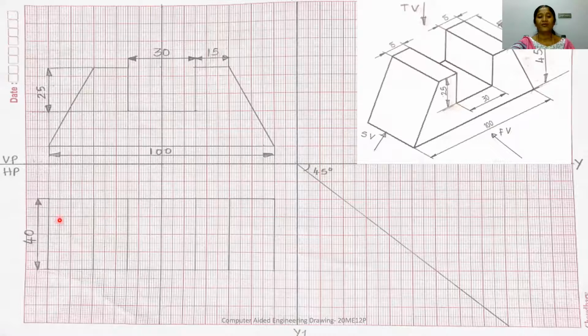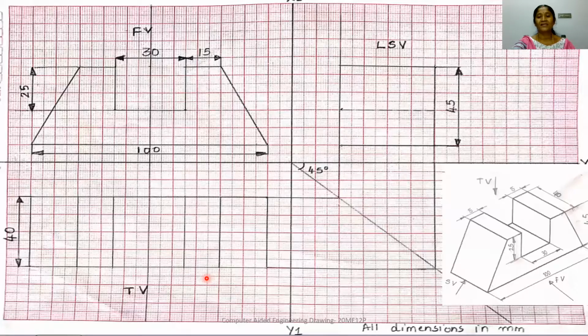Okay. So the top view is nothing but a rectangle of 100 by 40 mm, and also with these small rectangles of 15 by 40 mm, 15 by 40 mm. And at the center, this rectangular slot is represented by a rectangle of 30 mm width, and the depth is 40 mm. Okay. The next step is to draw the side view of the given component. So if I observe from this direction, this is the left side view of the component.